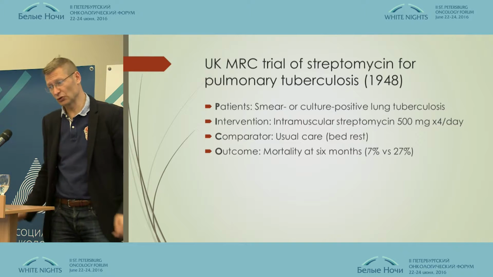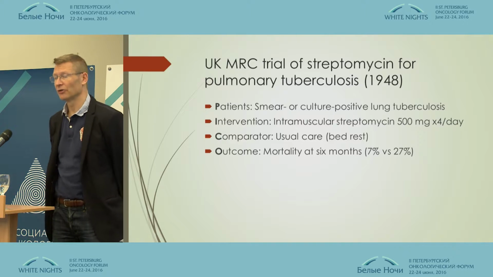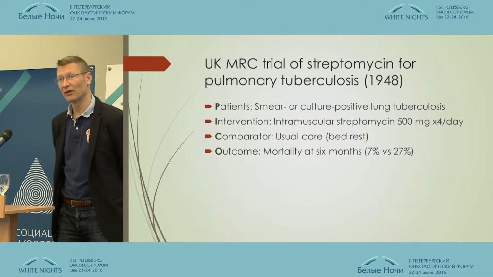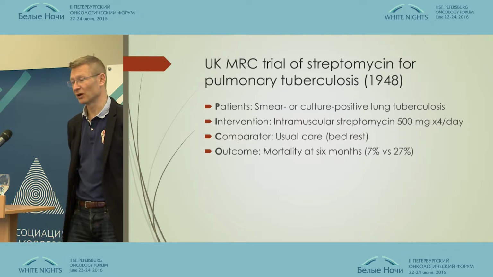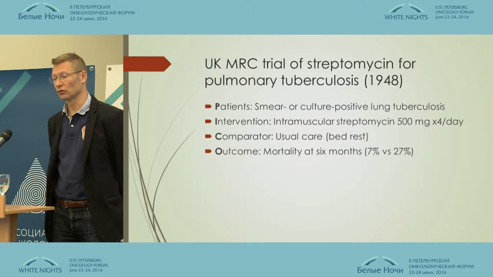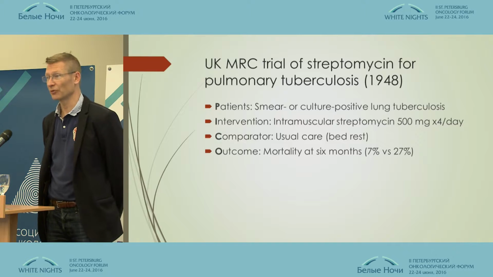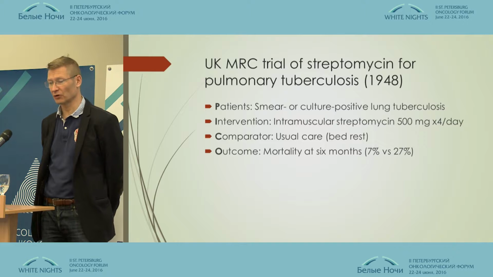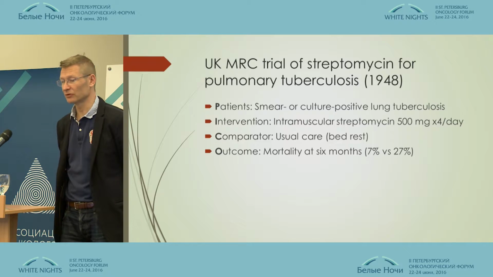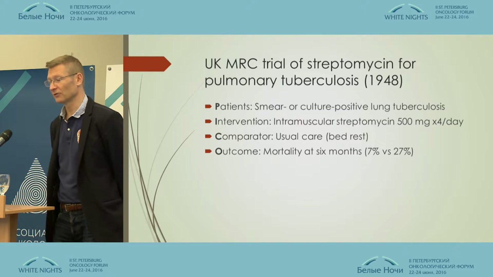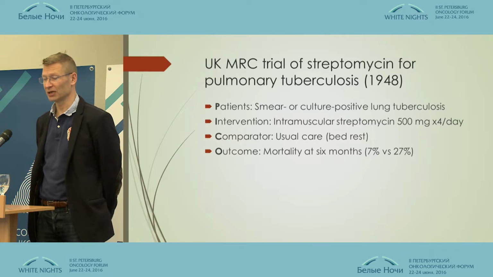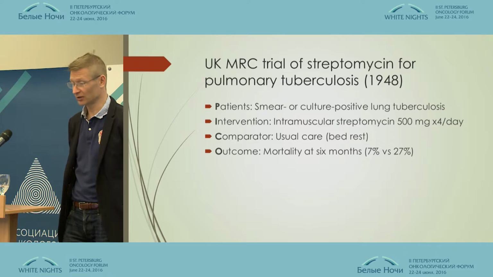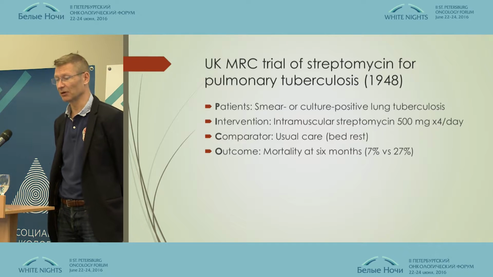And just to take the classical example, the UK trial of streptomycin for tuberculosis is regarded as the first modern randomized trial. So applying the PICO summary to it, the patients were subjects with smear or culture-positive lung tuberculosis. The experimental intervention was intramuscular streptomycin, 500 milligrams, 4 times per day. Comparator was the usual care at the time, which was simply bed rest. Nowadays, that would be completely unacceptable.